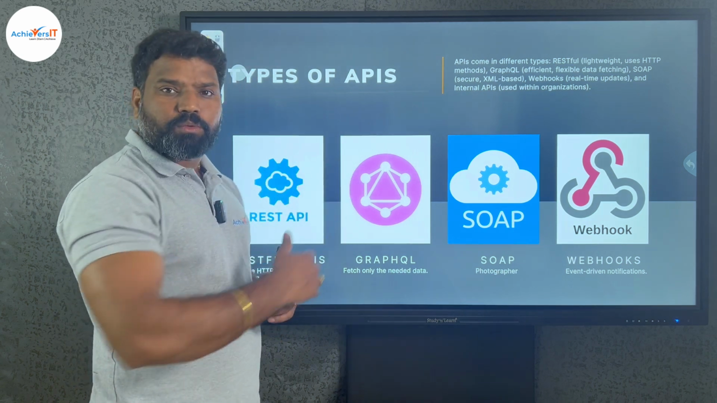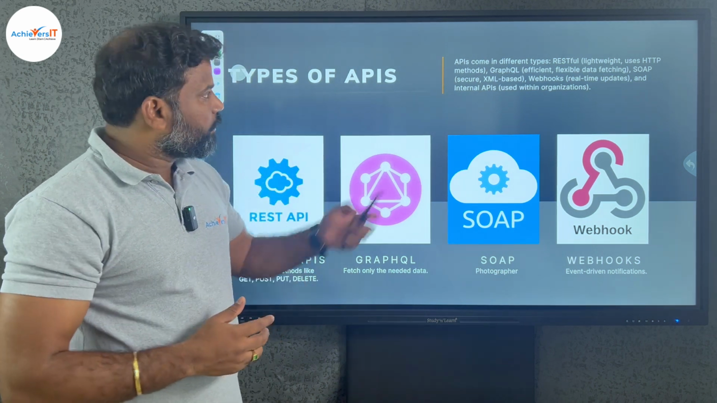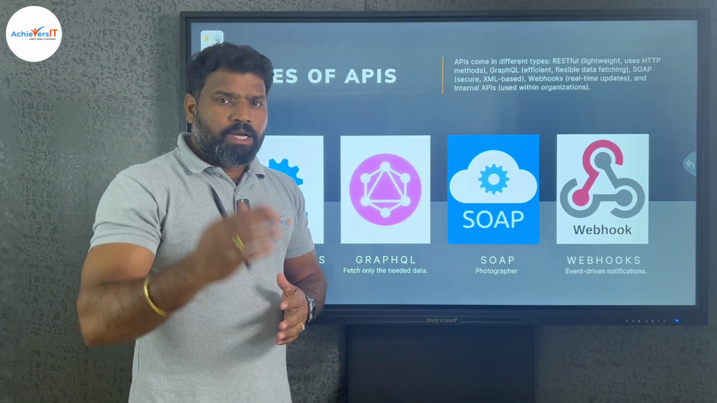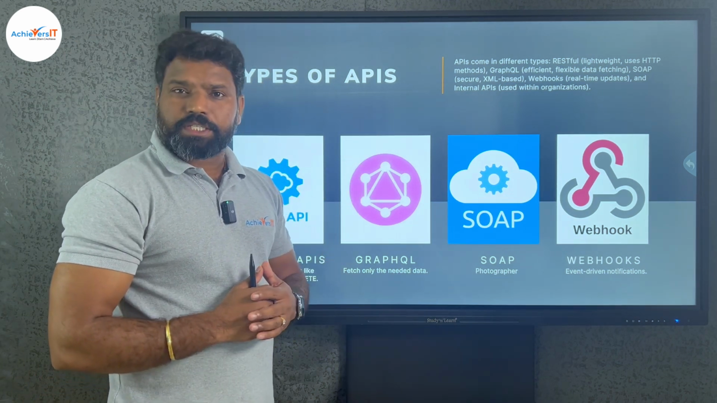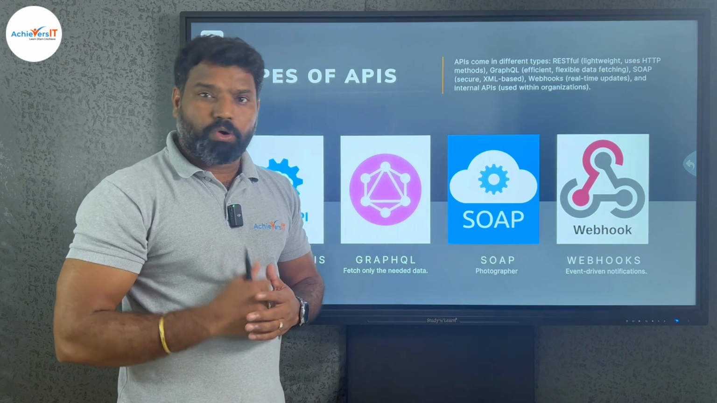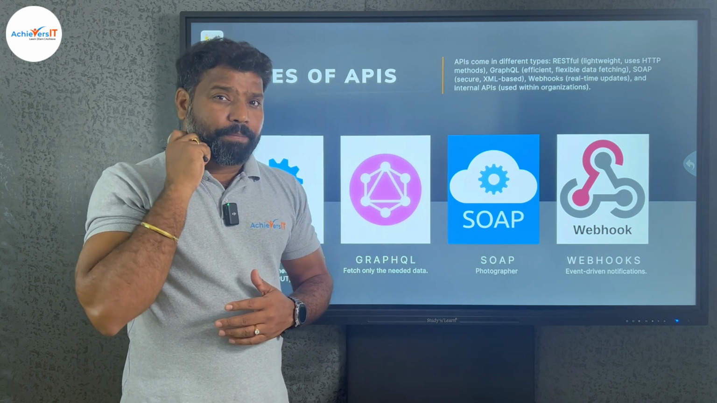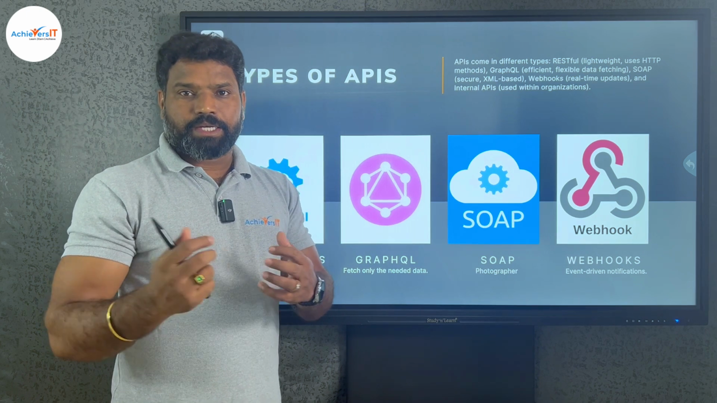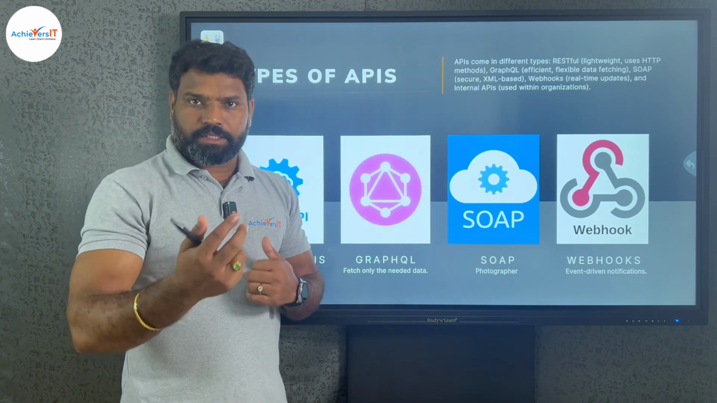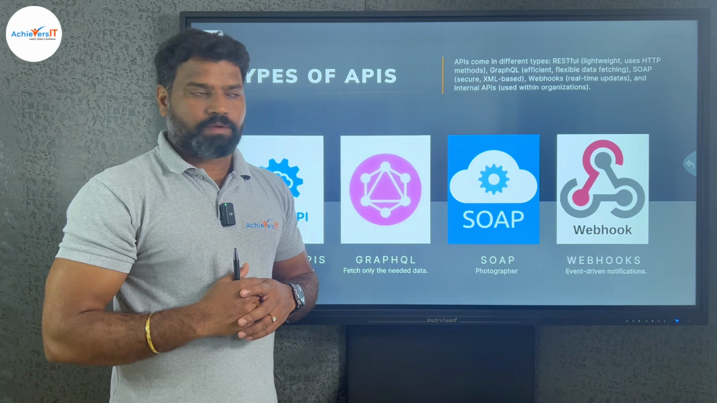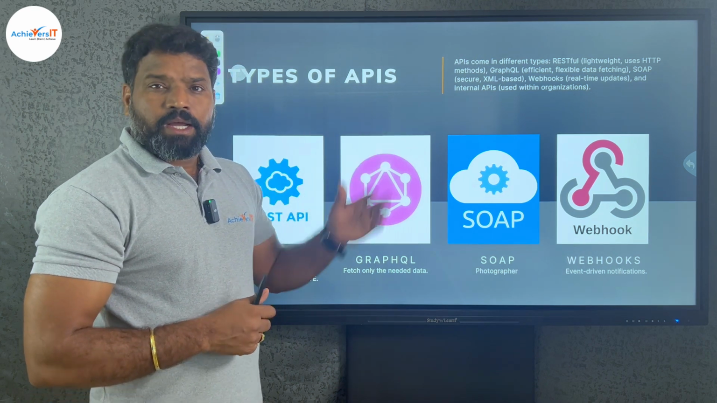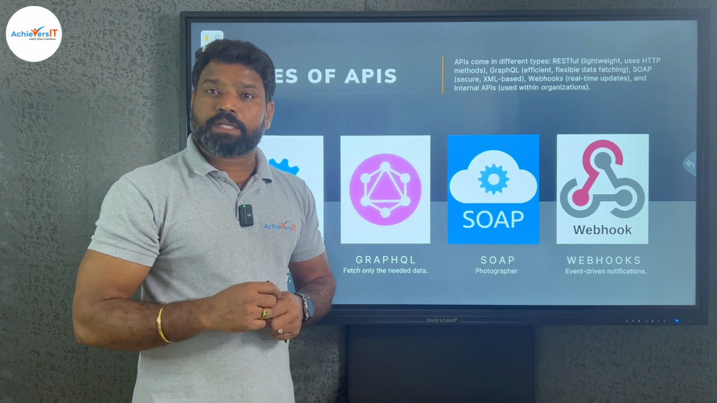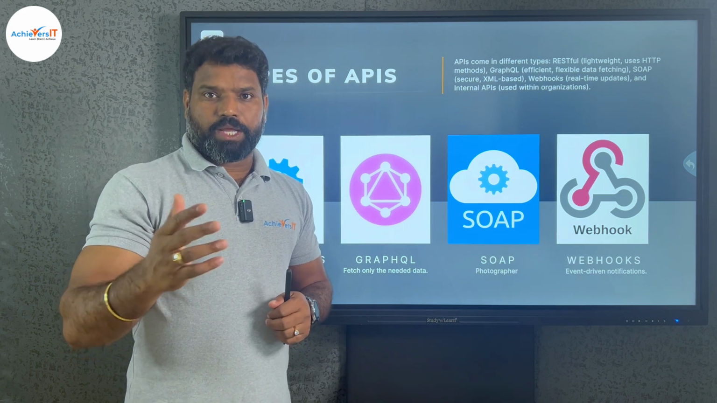So let us talk about the types of APIs that are there. APIs come in different types: RESTful APIs, which stands for representational state transfer, and SOAP APIs. These are older ways of getting data between a client and server, and of communication between multiple servers. Now REST is lightweight and uses HTTP methods, either HTTP, hypertext transfer protocol, or HTTPS with a secure layer.